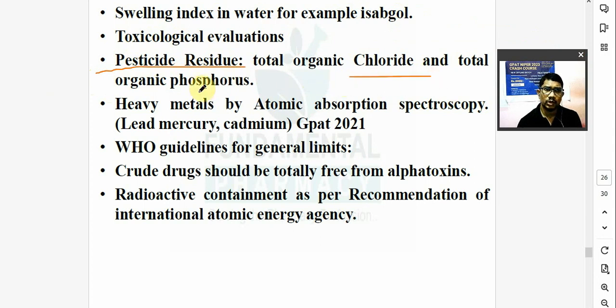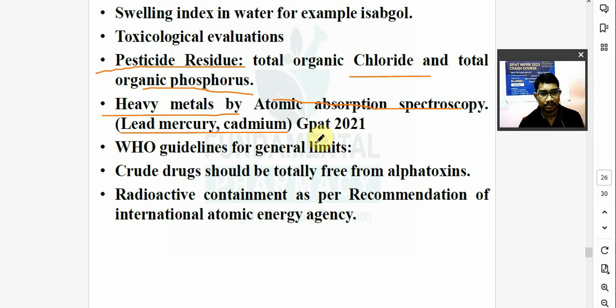Okay? GPAT 2020 में 21 में एक क्वेश्चन आया था कि in case of WHO parameter of standardization, crude drugs, the analysis of heavy metal is done for following. उसका ऑप्शन में एक ऑप्शन था लीड मर्क्यूरी एंड कैडमियम. So heavy metals, okay, the crude drugs are studied for these heavy metals. So whether they are present or not, their limit. Okay? So analysis of these heavy metals is done by atomic absorption spectroscopy, and in the crude drugs, heavy metals are detected these three. That is the lead, mercury, and cadmium.